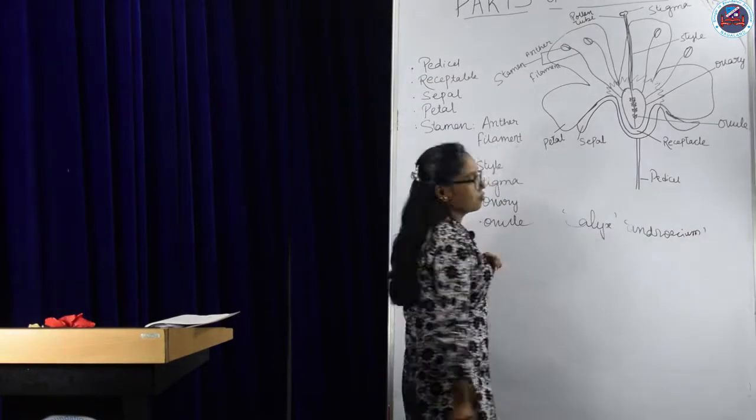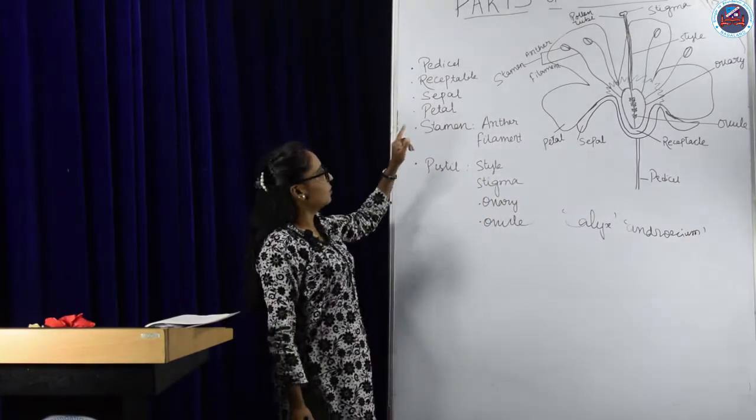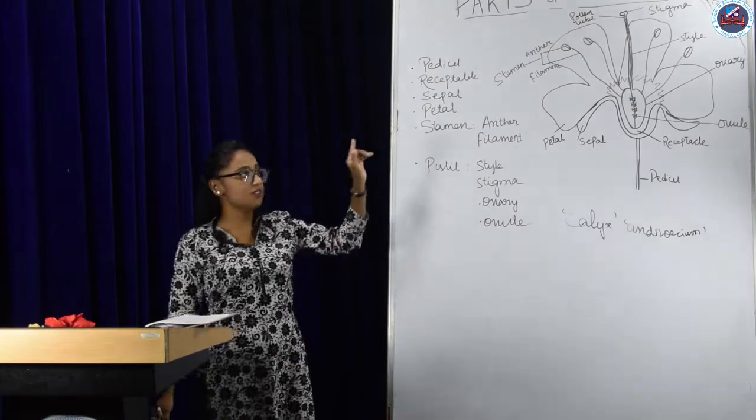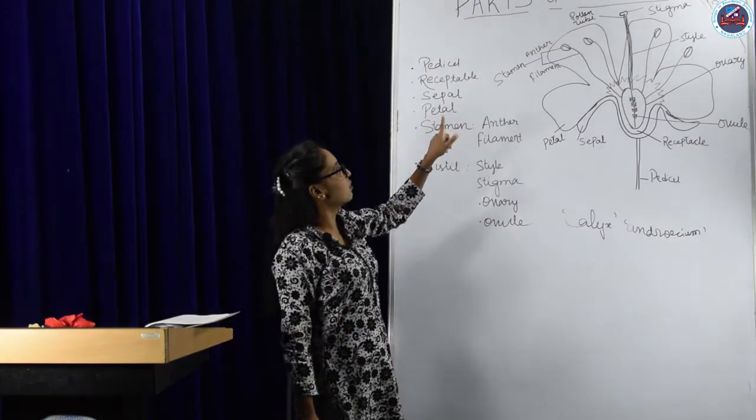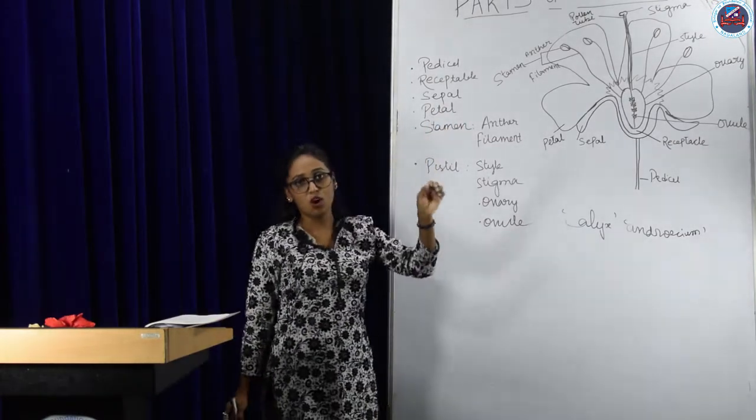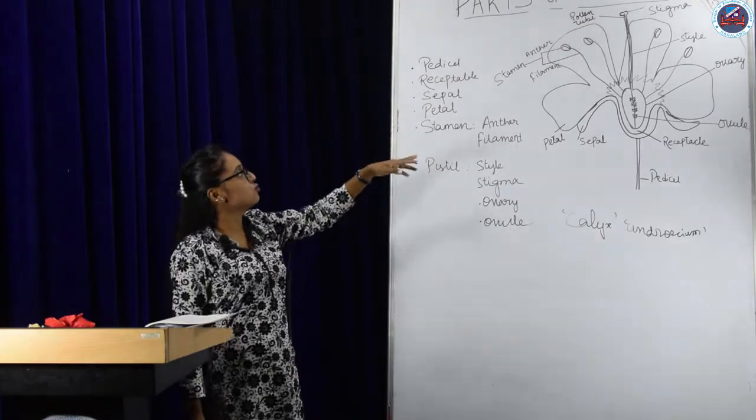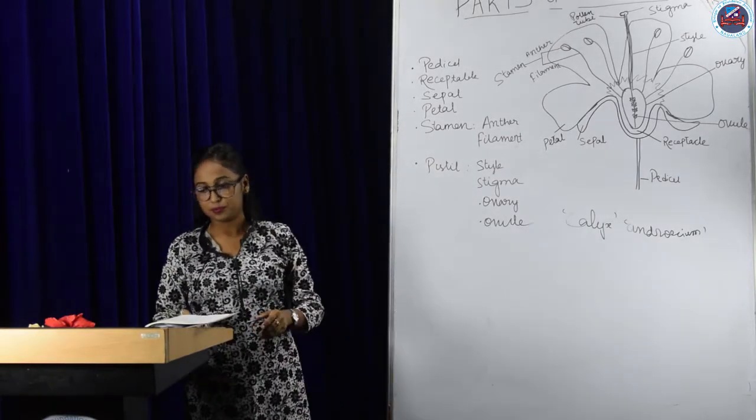And it comprises two parts. What are they? Anther and filament. Anther is the head of the stamen, and filament is a long, slender structure to which the anther is attached.